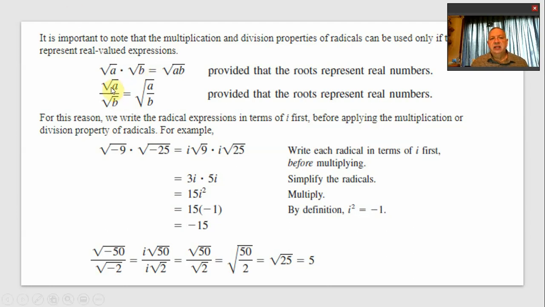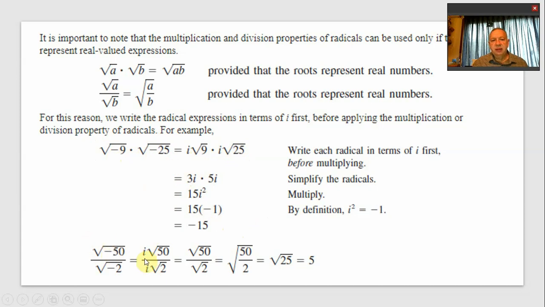And recall, if I've got a rational expression, the square root of a divided by the square root of b, that is the same thing as the square root of a over b. So for this reason, we write the radical expression in terms of i first before applying the multiplication or division property of radicals. For example, I would want to represent this as i times the square root of 9, i times the square root of 25, then I get 3i times 5i, 15i squared, which is 15 times negative 1 if I simplify this. So I get my negative 15.